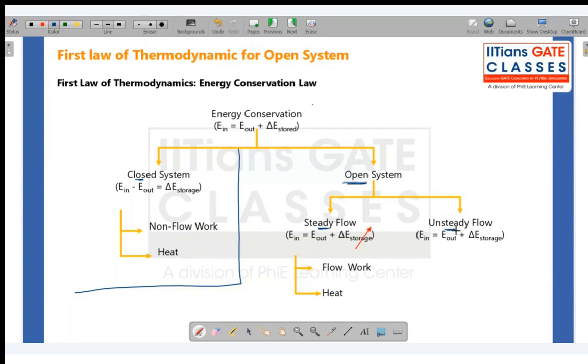I think I already explained what is steady flow and what is unsteady flow. Okay, we will discuss again. Steady flow is where mass flow rate in is equal to mass flow rate out, energy flow rate in is equal to energy flow rate out, and there is nothing stored in the system. So in steady flow, this is zero. But in unsteady flow, this is non-zero. Okay, we will discuss this.